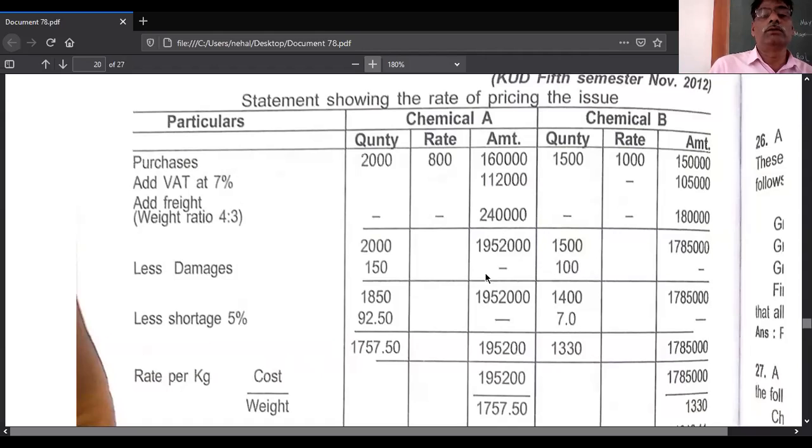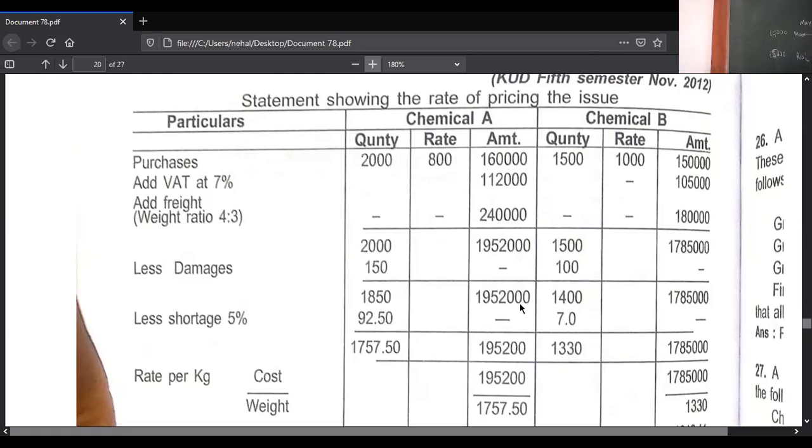So total value for the first is 19,52,000. This is correct, 19,52,000. And the second is something like 85,000. Then the quantity. You take the same quantity here and here, and whatever loss is there, damage during transit, you deduct. That is 150 in the first and 100 in the second. There is no change in the value, only the quantity is lost. The remaining quantity and value are the same. Remaining is 1850 quantity, amount is same.